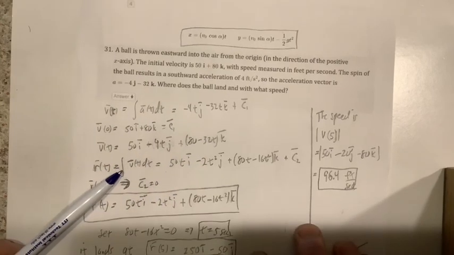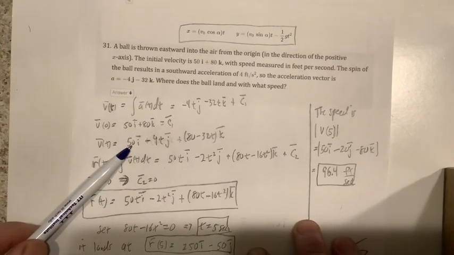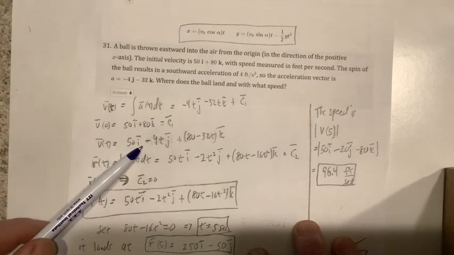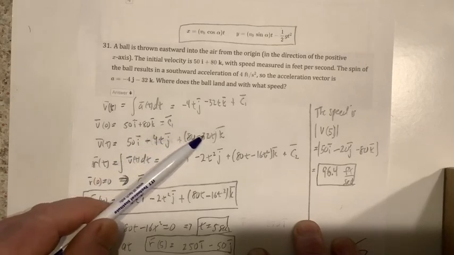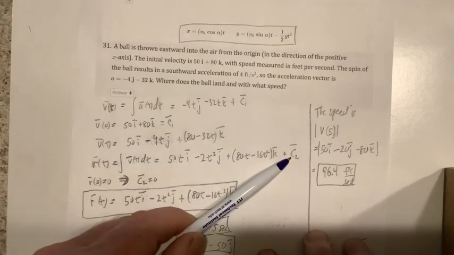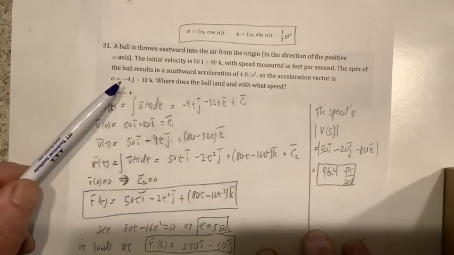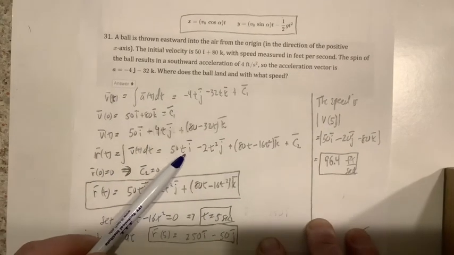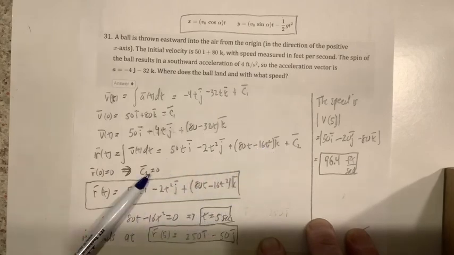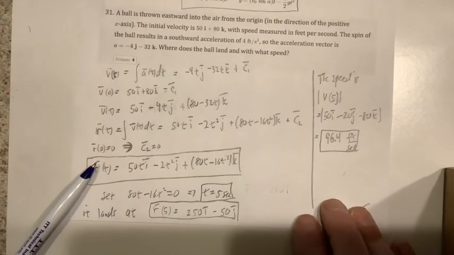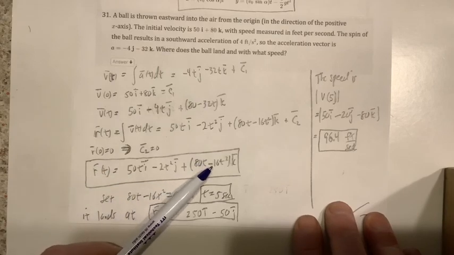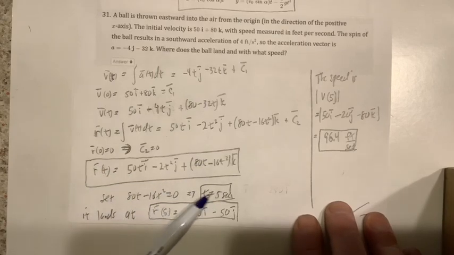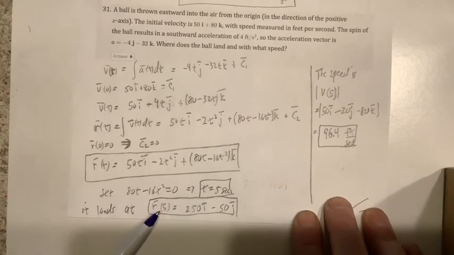All right, now you integrate again, and you're going to get negative 50ti plus 2t squared j minus 2t squared j, I guess. And then here you get 80t minus 16t squared k plus some other vector, c2. Now we're assuming the initial position 0, so if you plug in 0 everywhere there's a t, we see that c2 is actually the 0 vector. So this is it. Now to answer the question, where does it land, you set the vertical component equal to 0, and you get t equals 5 seconds. So when you plug that into the position vector, you get this.